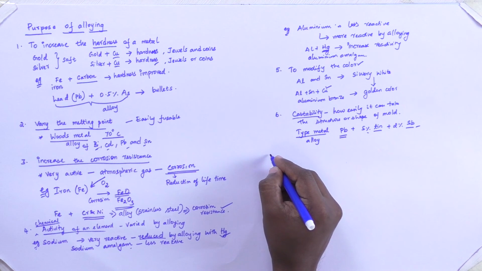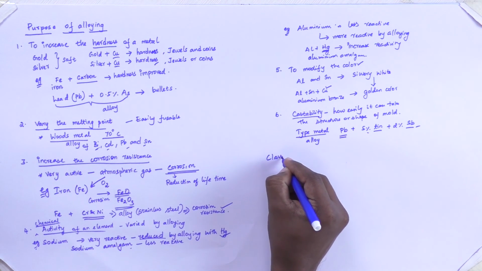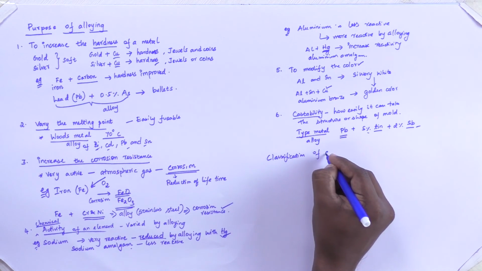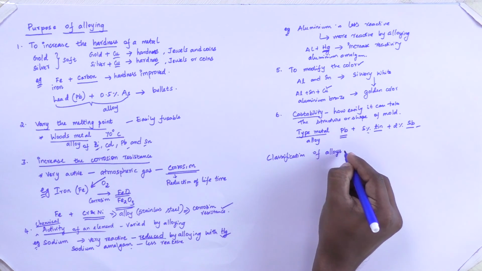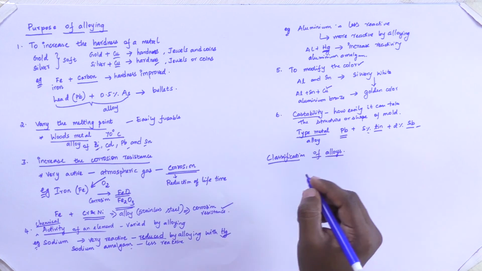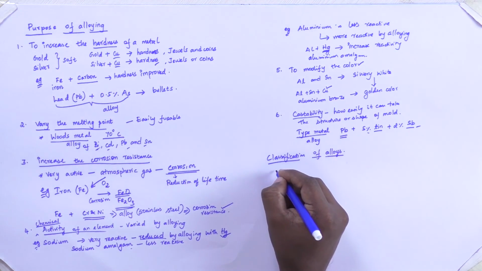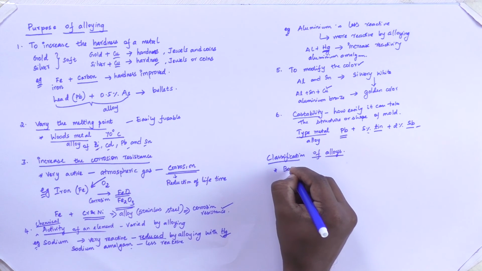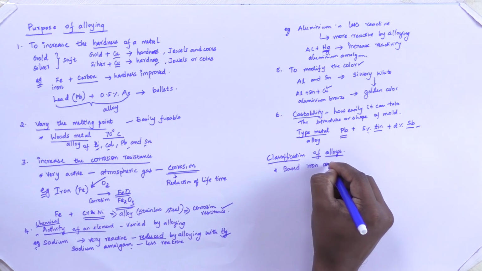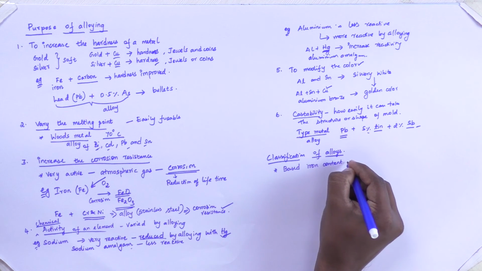Next, we will discuss the classification of alloys. How can alloys be classified? The classification is based on the iron content of that alloy.